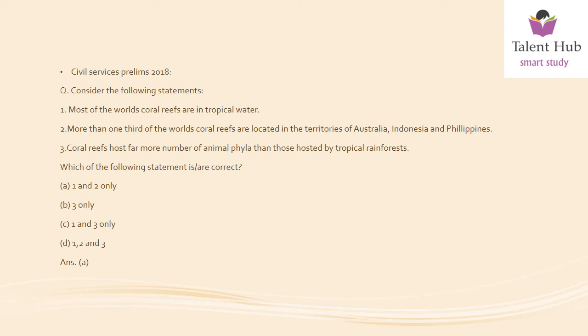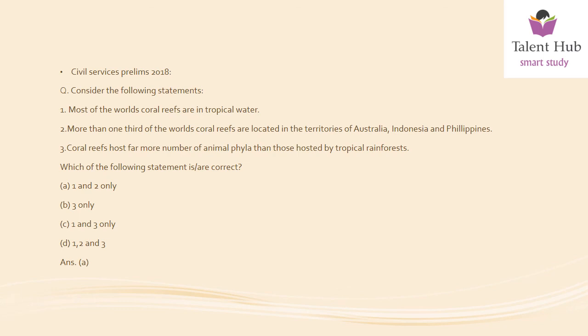Come to the first one: most of the world's coral reefs are in tropical water. This is true because tropical water has the suitable conditions needed for coral reef formation. So the first point is true. Second one: more than one-third of the world's coral reefs are located in the territories of Australia, Indonesia and Philippines. This is also true, as I told you the Great Barrier Reef is found in Australia and many other coral reefs are found in Indonesia and Philippines. So this is also correct.